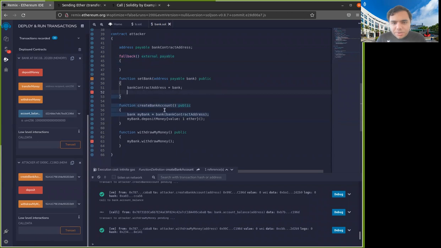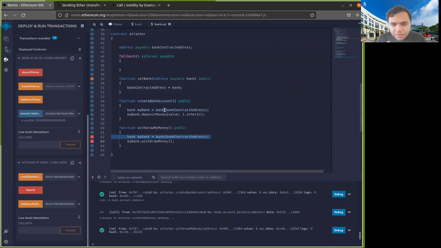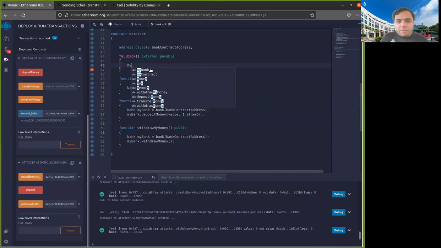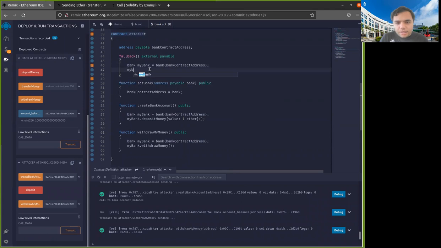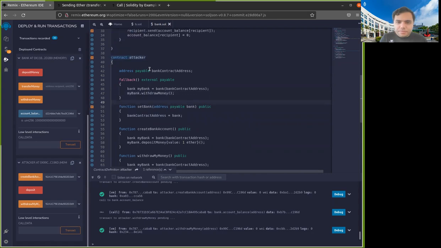I don't know, I've been coding with a much older version of Solidity, so almost nothing works for me now. Okay, anyway, so what I can do in my fallback function is that I can call my bank again. So I can again have this, and I can call it again.